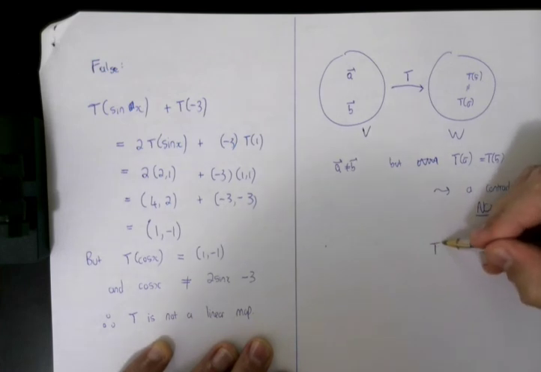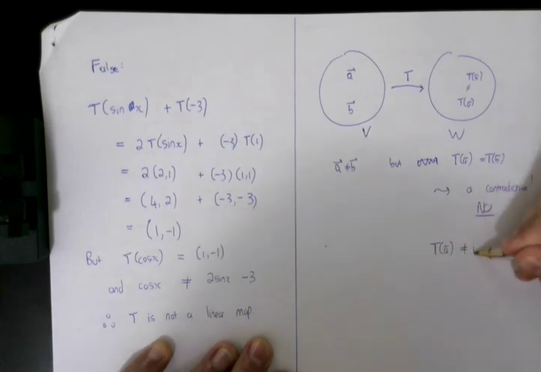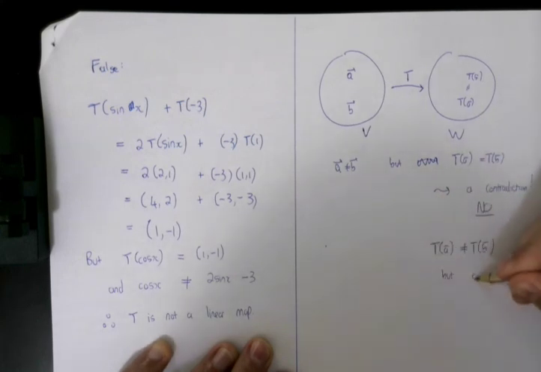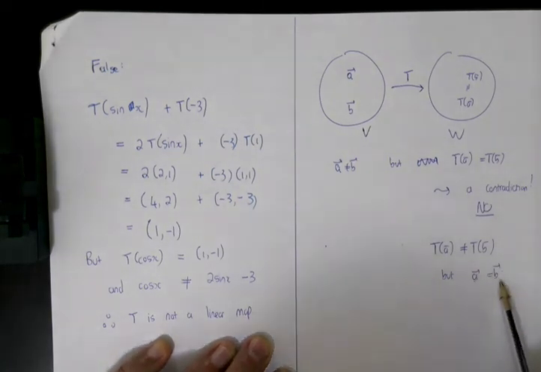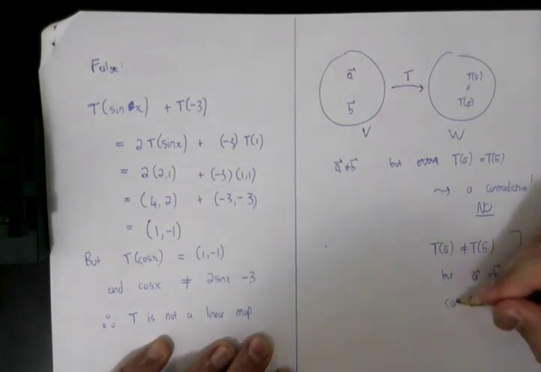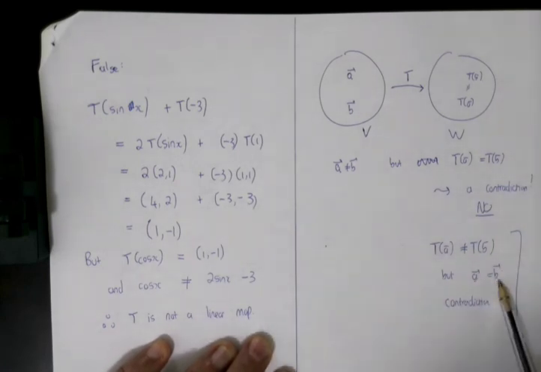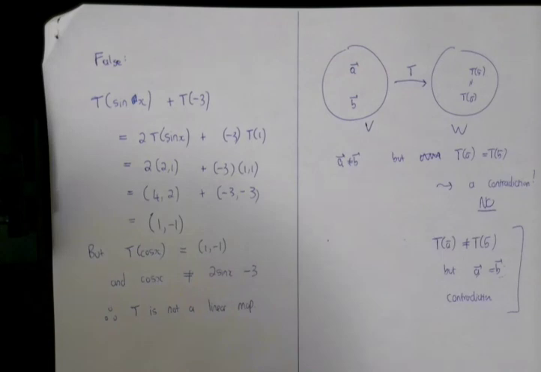If you had it that T of A is not equal to T of B, but A is equal to B. That's a serious problem, because if A is equal to B, then when you apply T to both sides, T of A should equal T of B. This is a contradiction, but not the other way around. It's totally okay for A not to equal B, but T of A to equal T of B. Okay.